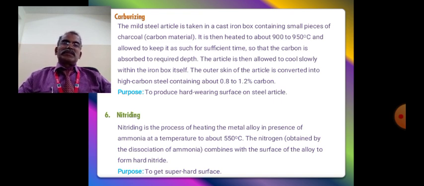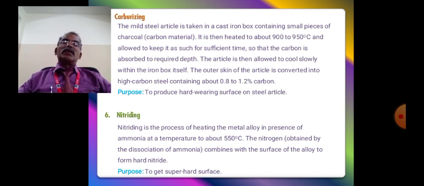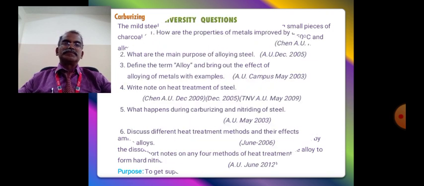This dissociated nitrogen combines with the surface of the alloy and makes it hard. There is a formation of hard nitride on the surface so that it is hard. So the purpose of nitriding is to get a super hard surface.